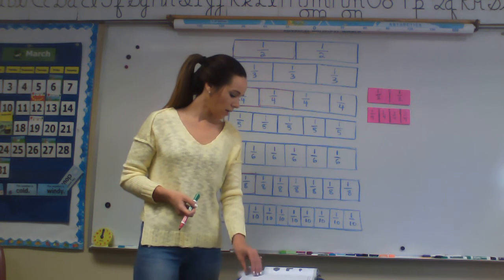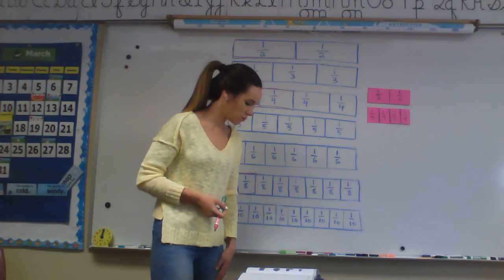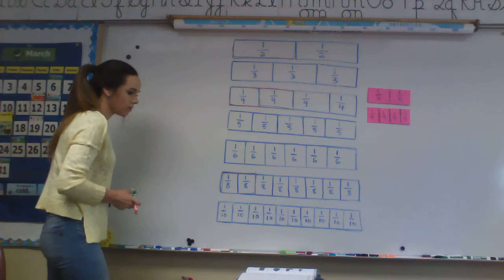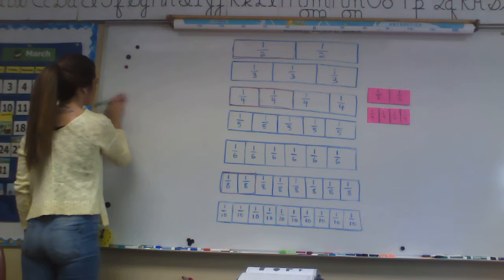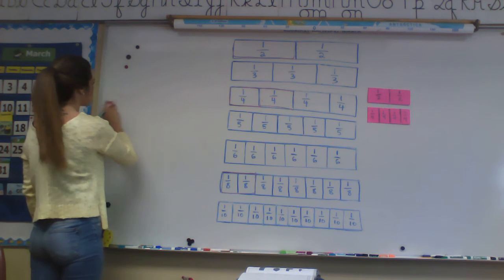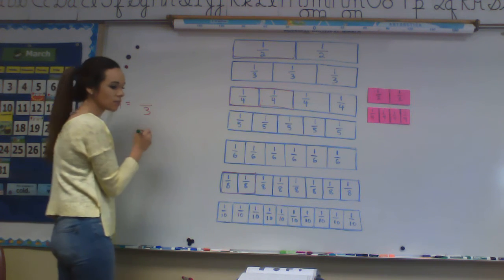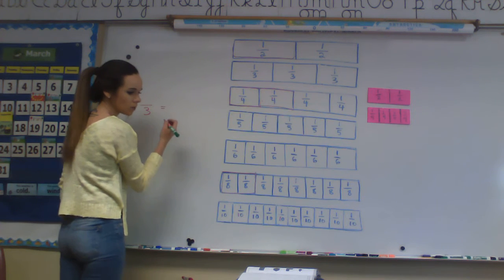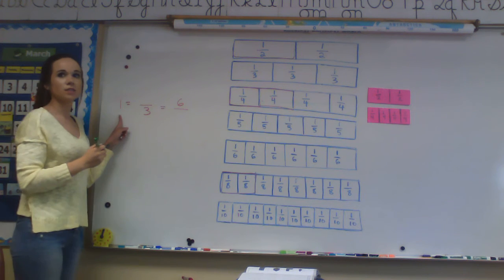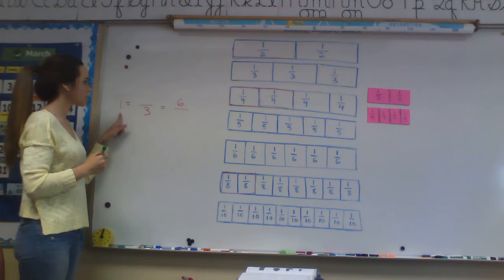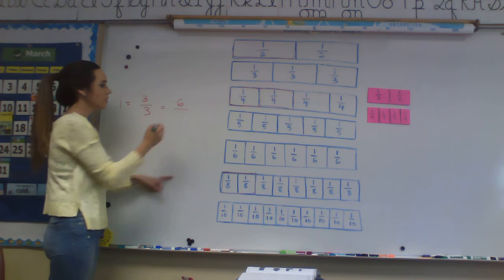But I want to do one more problem with you on page 102, where it says 1 equals... I'm not going to draw the pictures for you because I don't want to make this video too long. So 1 equals something over 3, and you guys can see the visuals in there, which is going to also equal something over 6. Well, this is talking about just a whole piece. So 1 equals 3 over 3, which is going to equal 6 over 6.